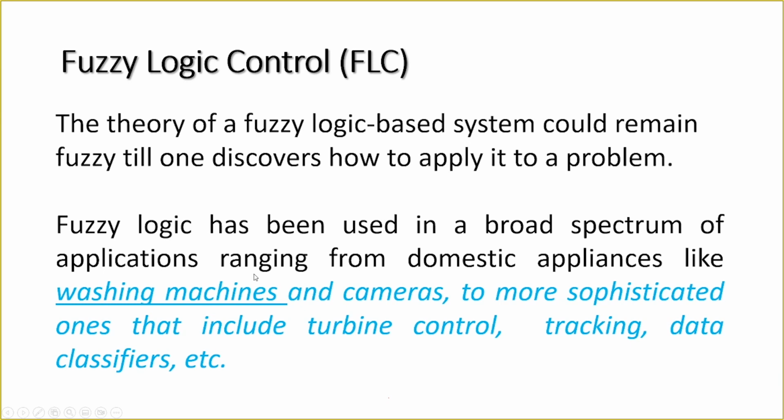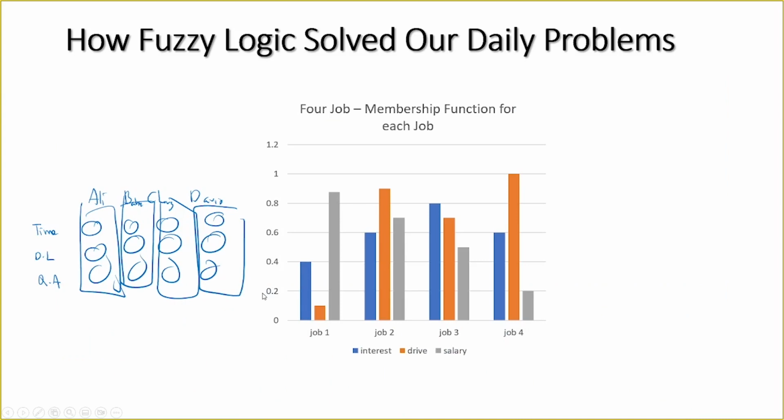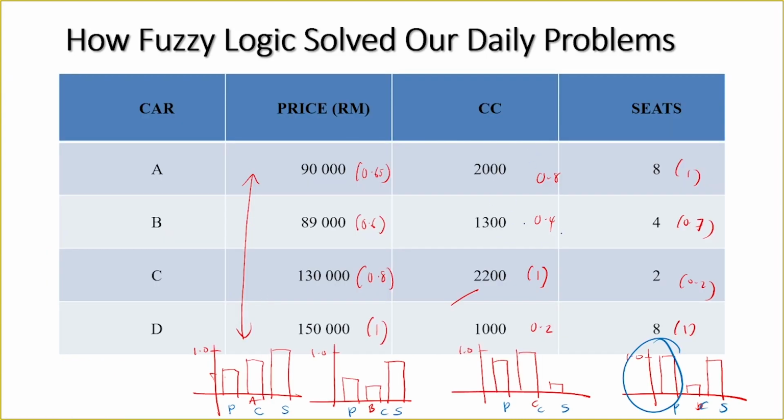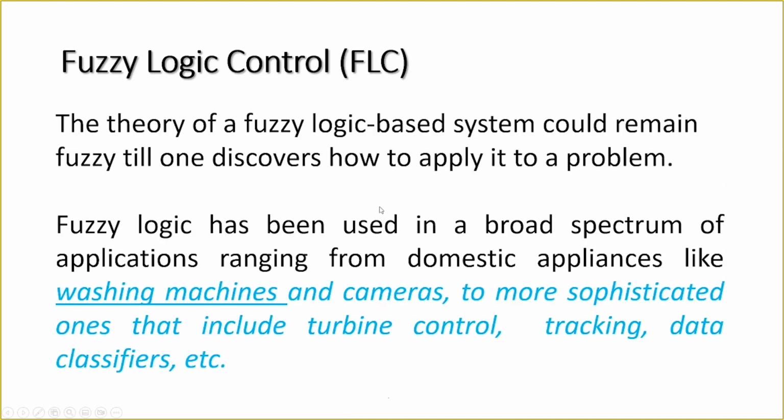Okay, so fuzzy logic control. The theory of fuzzy logic based systems could remain fuzzy until one discovers how to apply it to the problem. So when we talk about fuzzy, obviously it is still fuzzy, for example in this range, the idea of speaking about 1 to 0. But at the end of the day, how do we decide the final output or inference for that particular control system to be applied in order to find the solution?